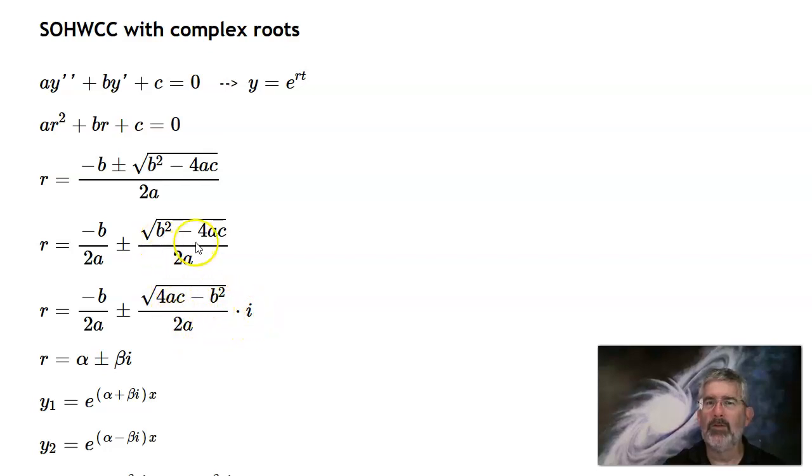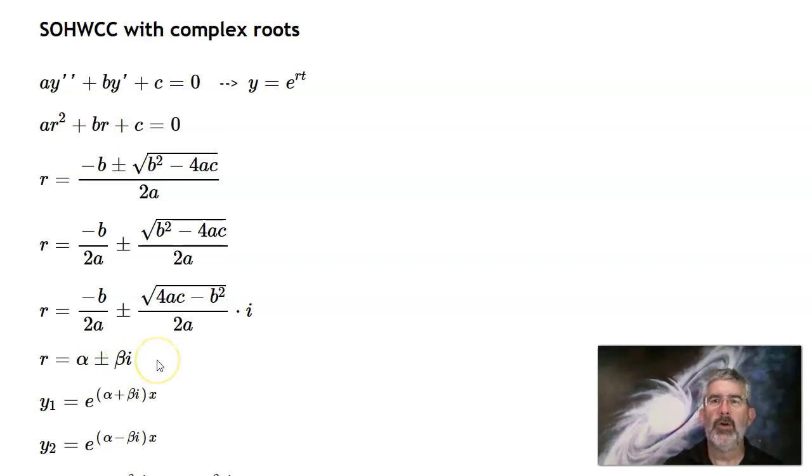Notice this was b squared minus 4ac, where this is 4ac minus b squared because I took the minus sign out of the square root to become a minus 1. Sorry, square root of minus 1, which would be i. So what I have is a real part plus or minus an imaginary part, which, for the sake of shortening what I need to write, we're going to write as alpha plus or minus beta i.